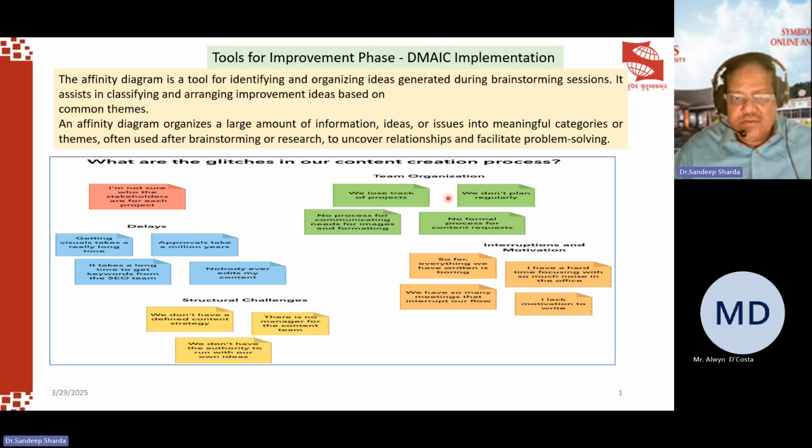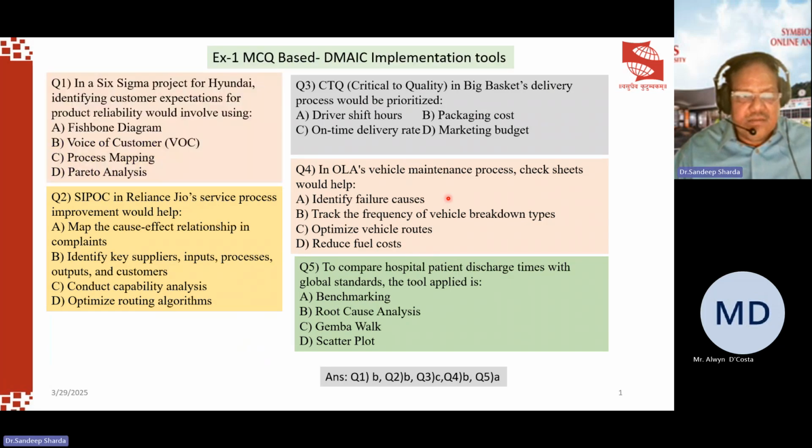So this is one example of the tools for the improvement phase, that is your affinity diagram, and these are the MCQ based questions. That also, I think, we have already discussed in the Six Sigma project for Hyundai.